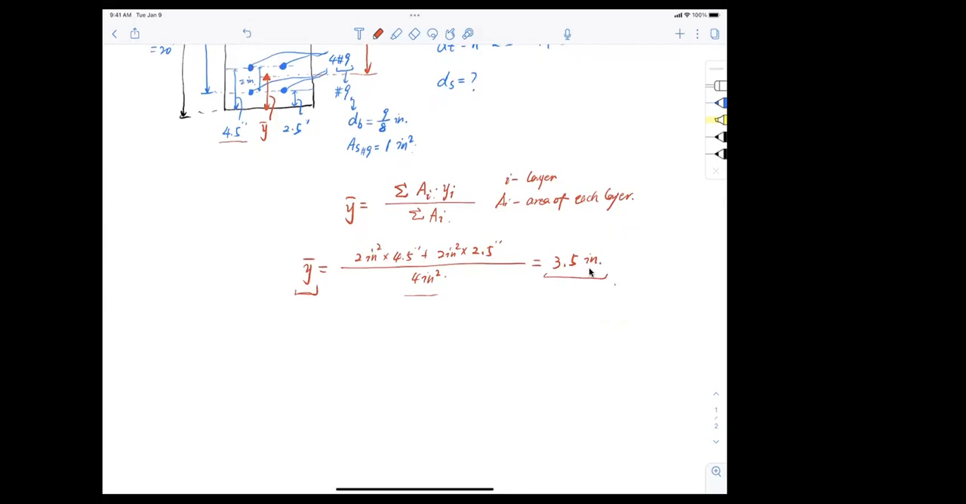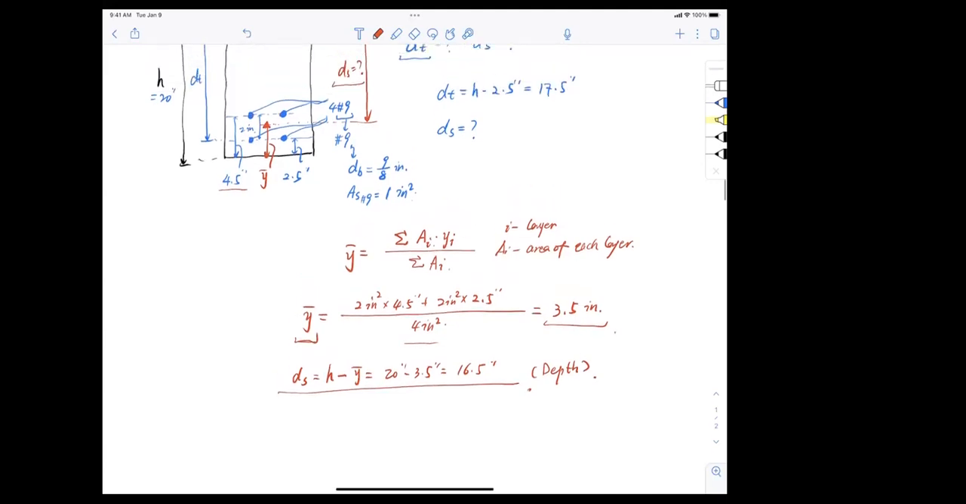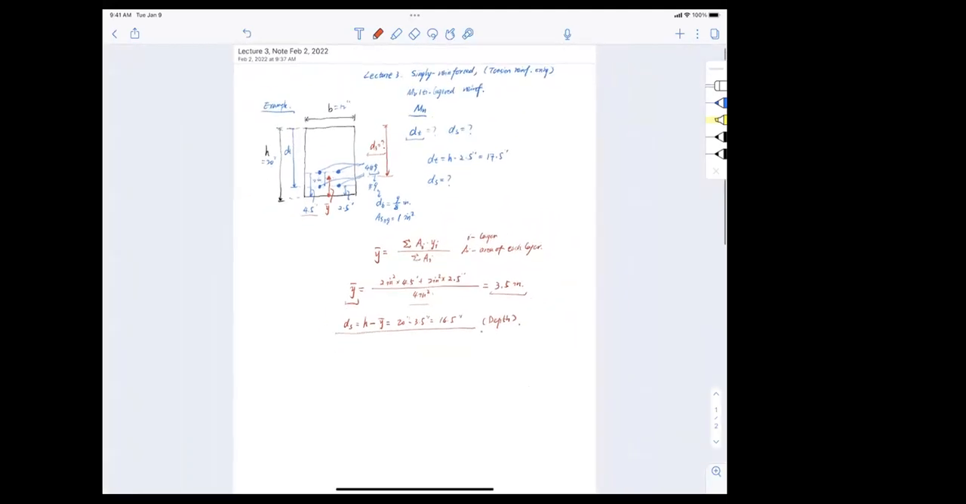Given that y bar is 3.5 inch, I can now say DS equals H minus y bar, and that is 20 minus 3.5 inch, which is 16.5 inch. That is the depth of the section. Now we know how to calculate the centroid of a multi-layered reinforced section.